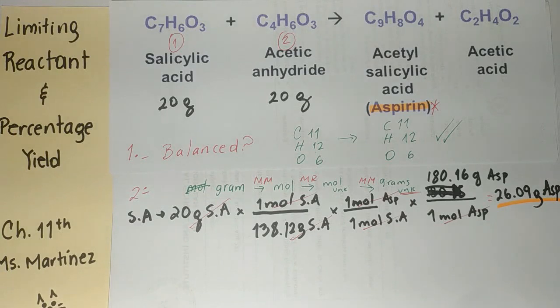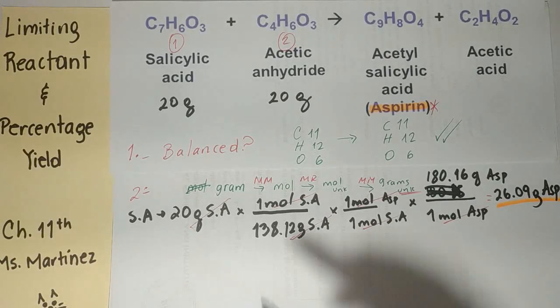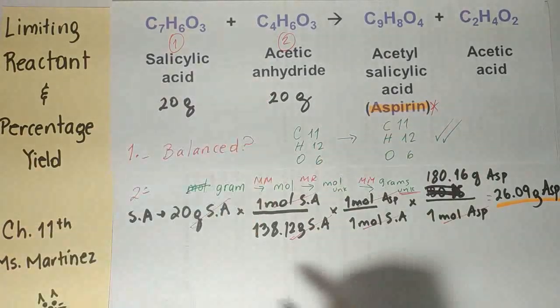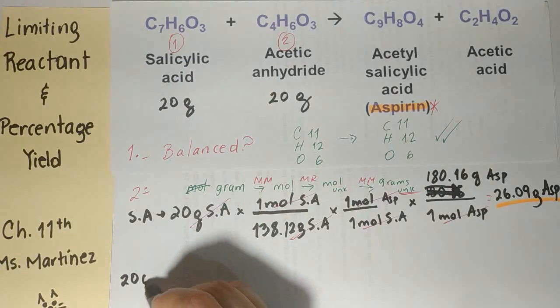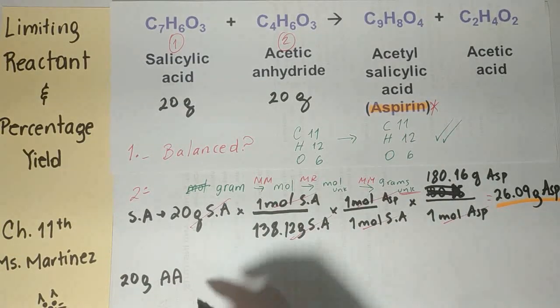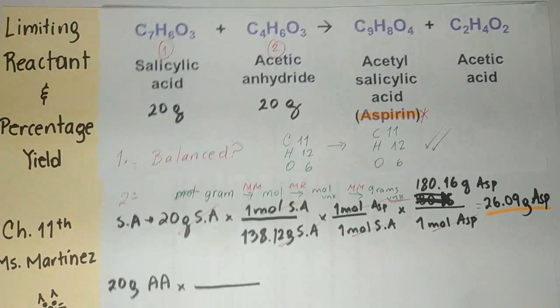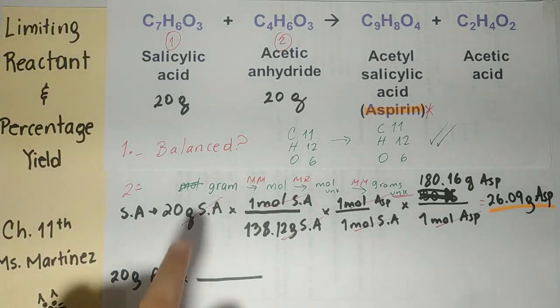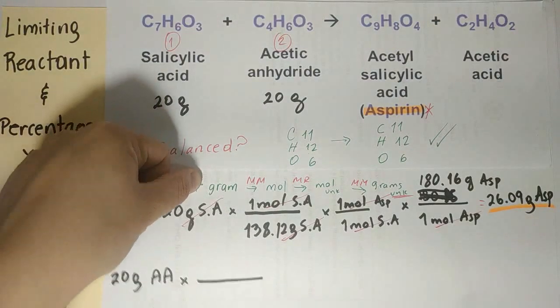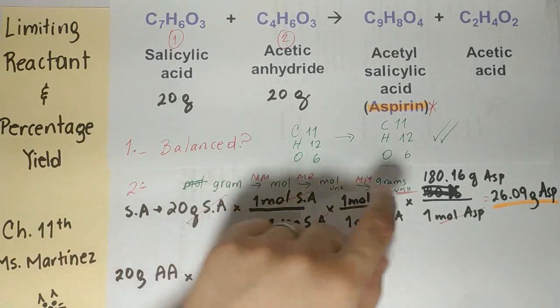Now we're going to see how much aspirin will be produced from acetic anhydride. So you have the grams are the same, 20 grams of acetic anhydride times. Okay, the first step is the same pattern, okay? Gram to mole, mole to mole unknown, and mole unknown to grams unknown.